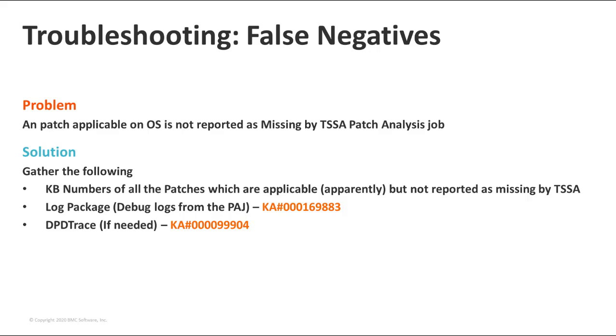So we'll now see how to troubleshoot false negatives. The problem statement is that there is a patch which is believed to be applicable on the operating system, but is not reported as missing by TSSA patch analysis job. The logs that we'll need to troubleshoot this problem are the log package. We saw in the patch analysis demo how to generate a log package. DPT trace if needed. We'll see how to generate a DPT trace as well. And the most important thing is the name of the patch.